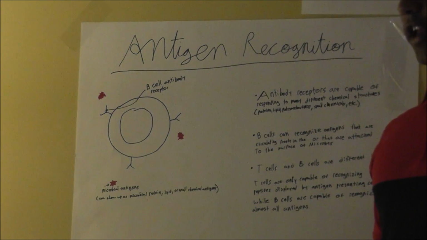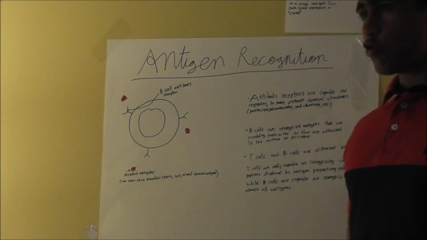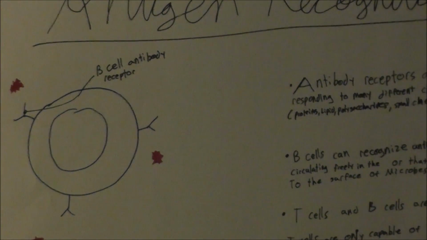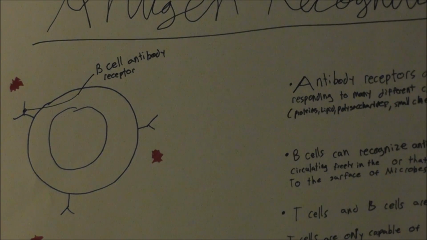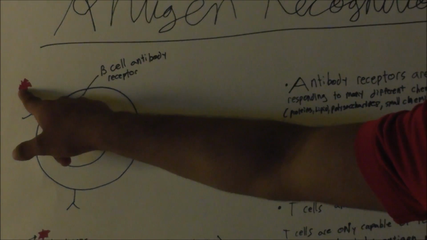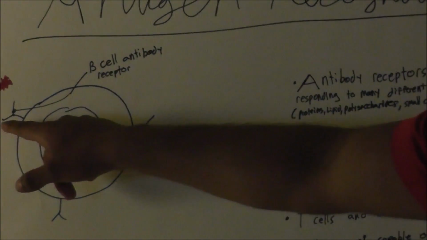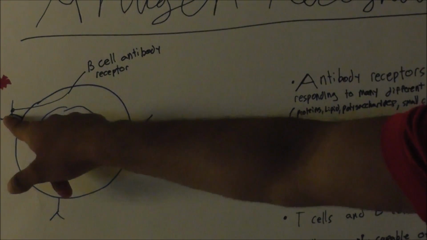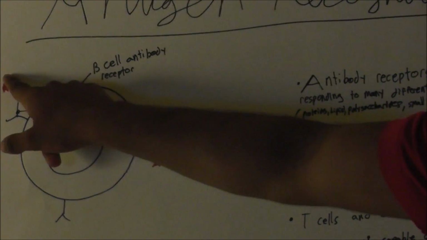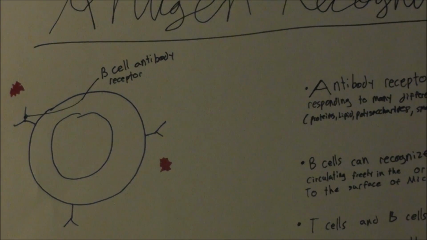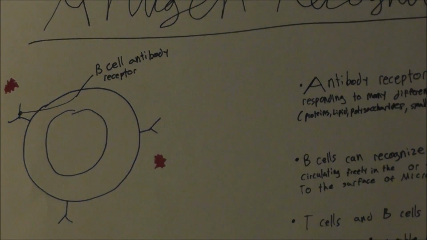An antigen circulating within the body only initiates a humoral response if it randomly encounters a complementary antigen receptor with high affinity, meaning this red particle right here, which is known as an antigen, if it were to meet with this receptor and that receptor were to have a high affinity for this antigen, only then would that antigen initiate a humoral response from that B cell.